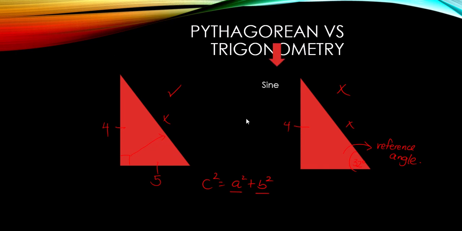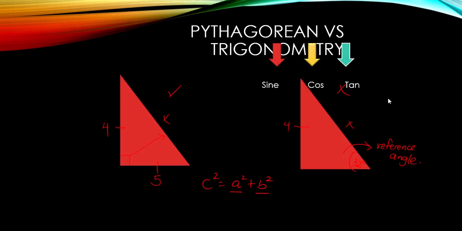There are three ratios in trigonometry. That's where the word comes from: tri means 3. So there are three ratios. They're called sine, cosine, and tangent.